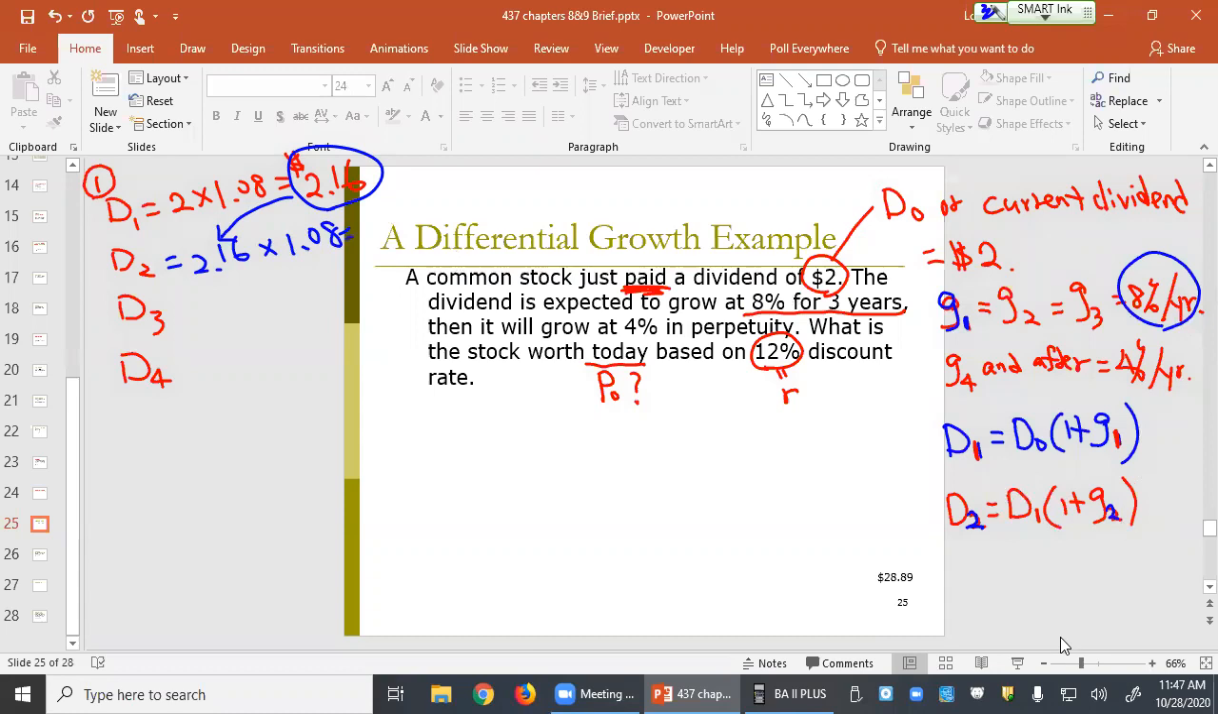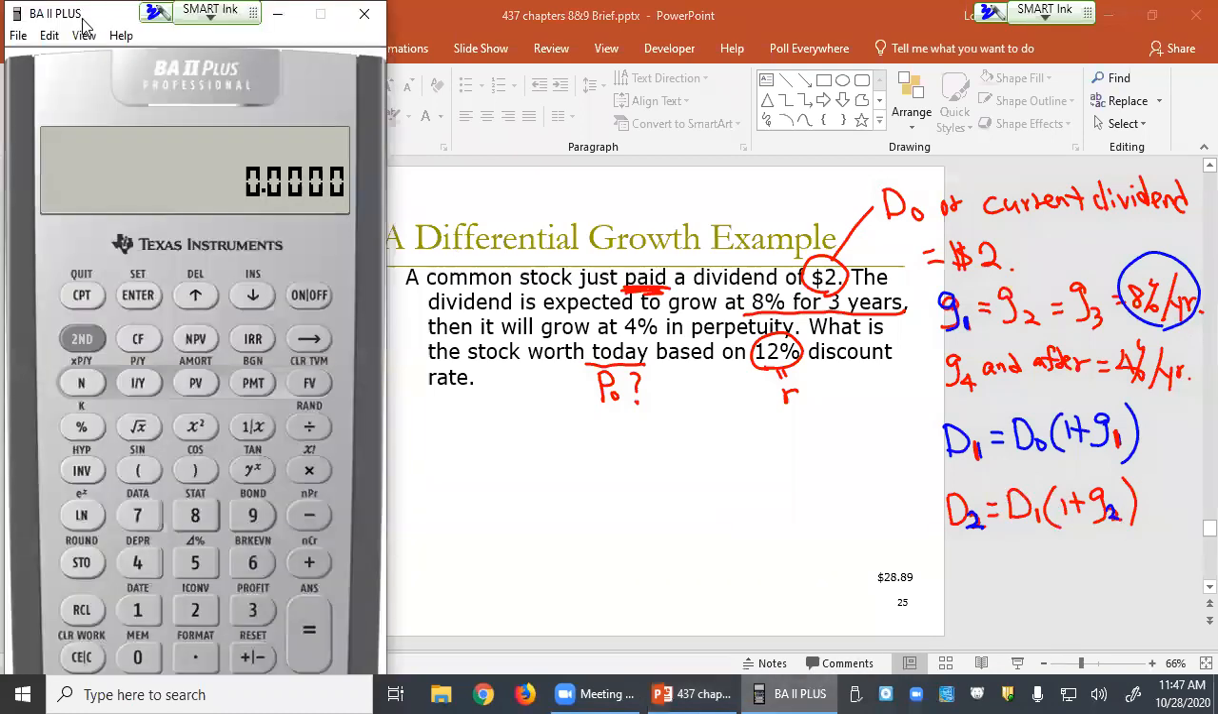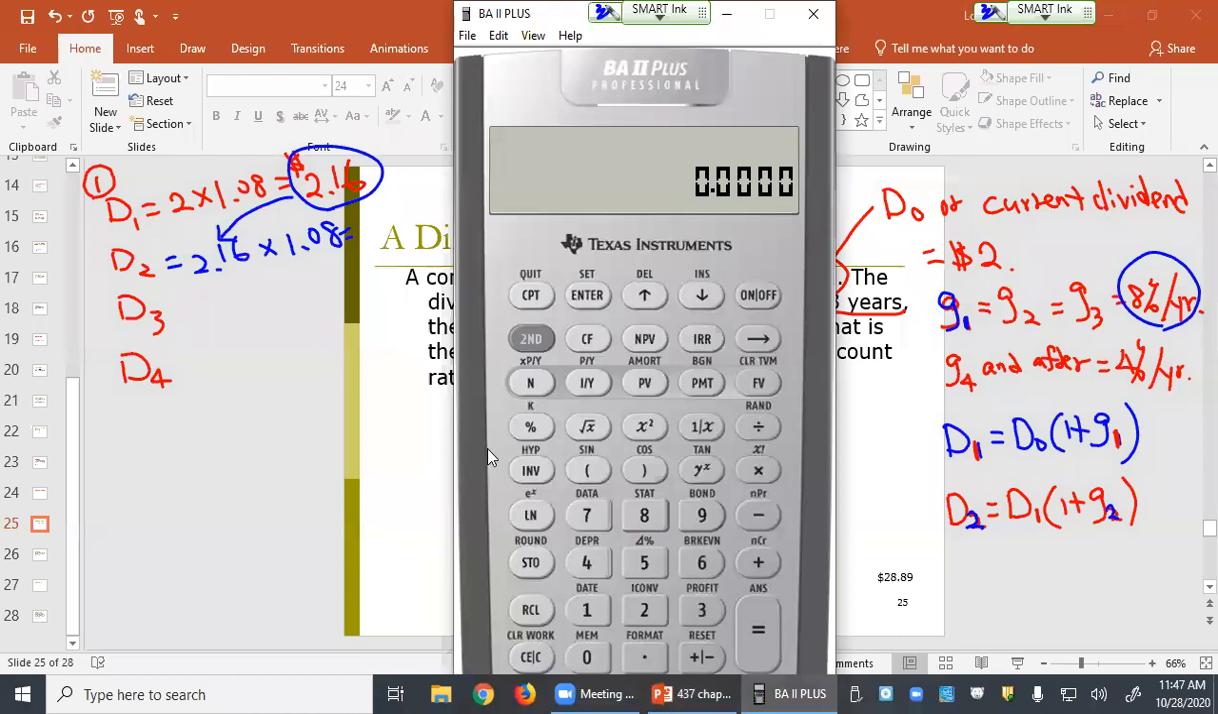So I will bring up my calculator now. Okay, 2.16, that is my D1. I will multiply it by 1.08. So my D2 equals $2.33. When I write down the number, I can round it off to the nearest cent because we're talking about money. But when I do my calculation, make sure that you do not round off any intermediate calculation. Do not round off anything.